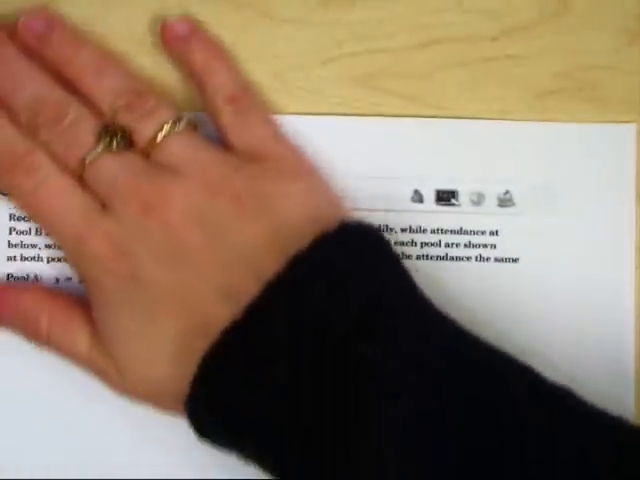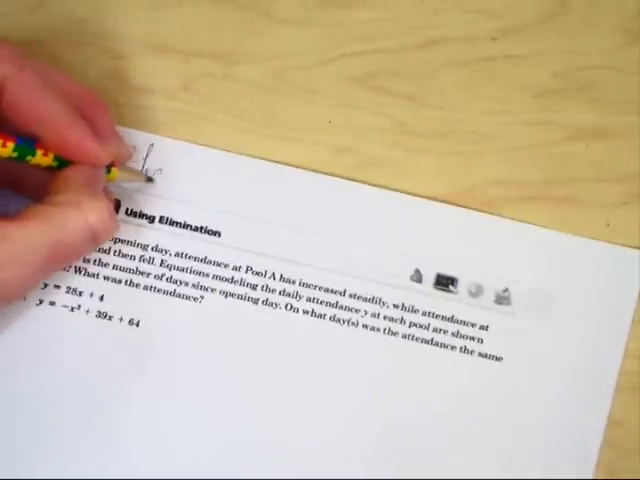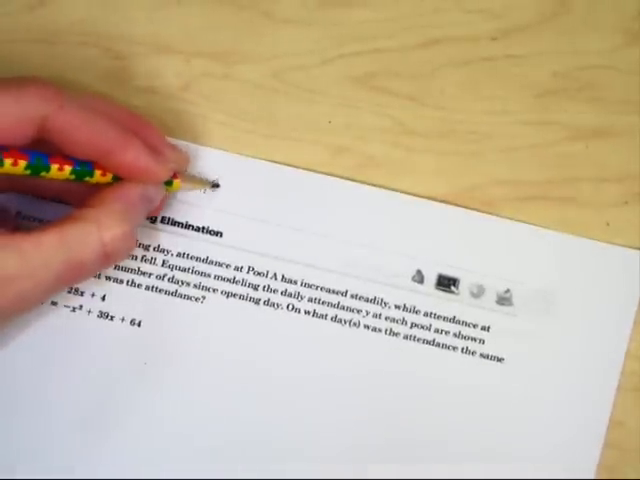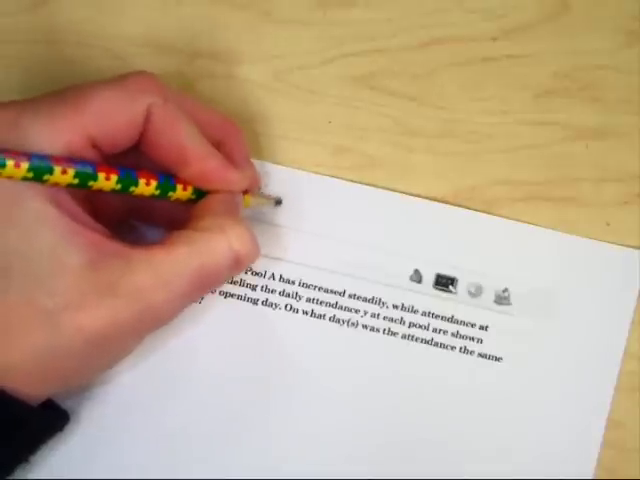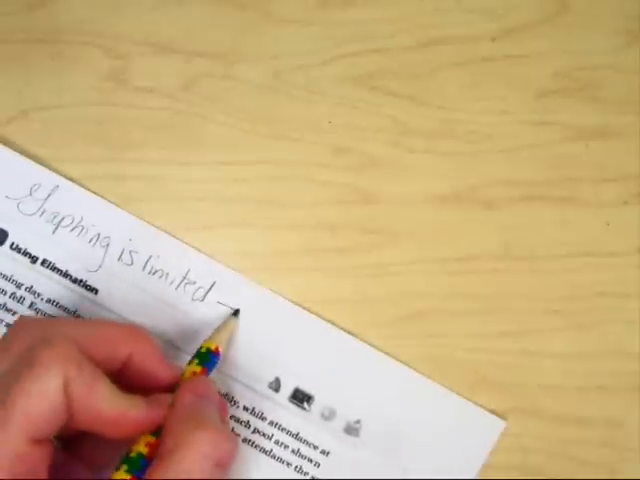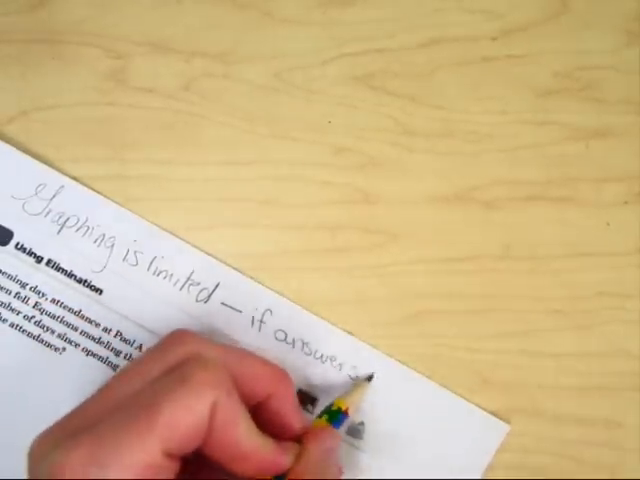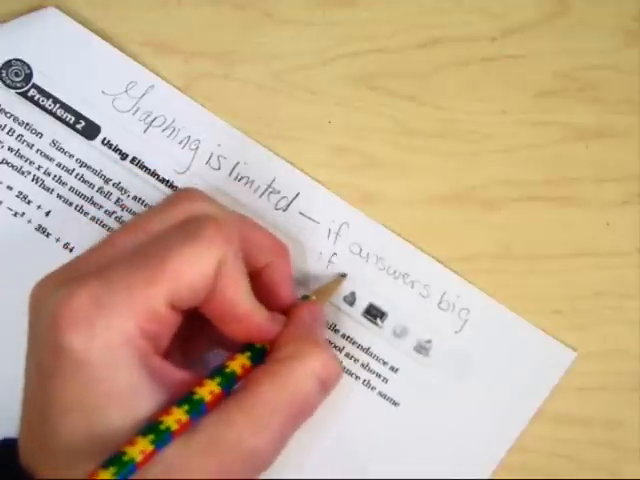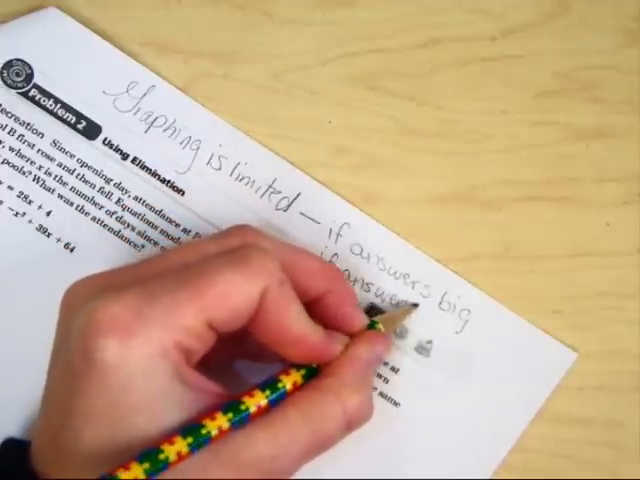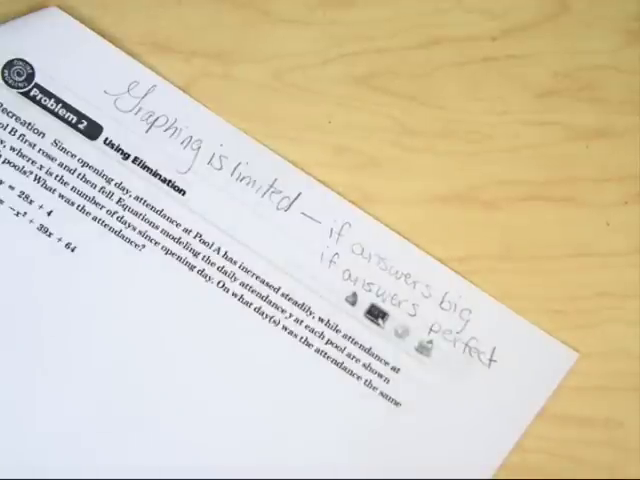Now there are different ways of doing this. Graphing is very limited, okay? Let's write this at the top. Graphing is limited. And the reason graphing is limited, think about it. What if your answers are really big? You'd have to sit there and really count forever on your graph. Or, what if your answers aren't perfect? What if they don't meet at a perfect spot? Okay? Graphing can make that very difficult to find your answer.